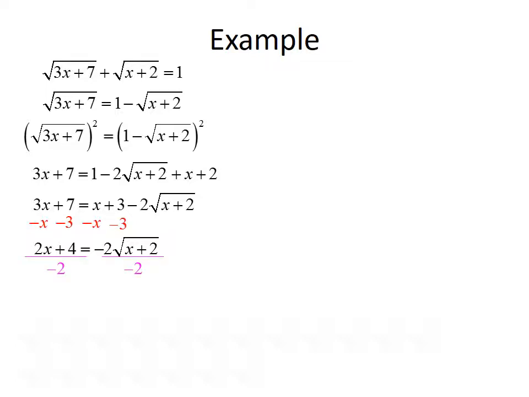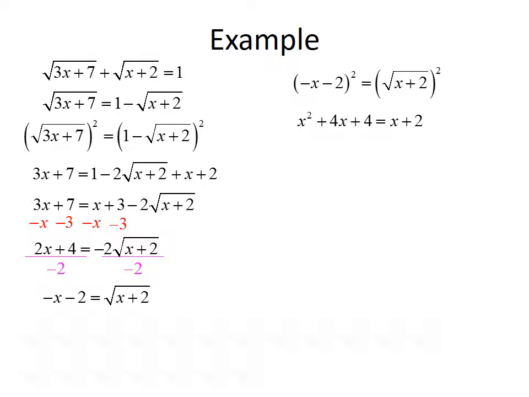To get the radical by itself, we'll divide by negative 2, and that gives us negative x minus 2 equals the square root of x plus 2. To remove the square root sign, we can square both sides of the equation, and that'll give us x squared plus 4x plus 4 equals x plus 2. Now this will be a quadratic equation again, so we want to get all terms on the same side of the equation. We can start by subtracting x from both sides of the equation, and then we'll also subtract 2 from both sides of the equation, which gives us x squared plus 3x plus 2 equals 0.